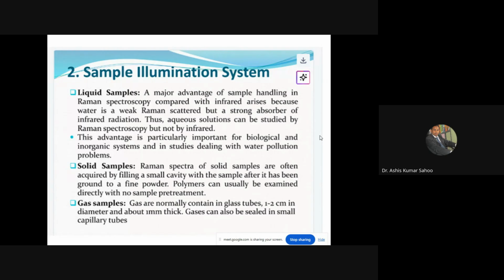Solid samples. Raman spectra of solid samples are often obtained by filling a small cavity with the sample. Polymers can easily be examined directly with no sample treatment. Gases are normally contained in a glass tube, 1 to 2 centimeters in diameter, about 1 millimeter thick. Gases can also be sealed in a small capillary.